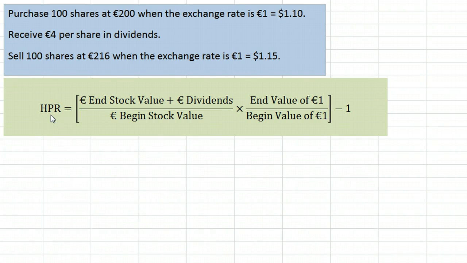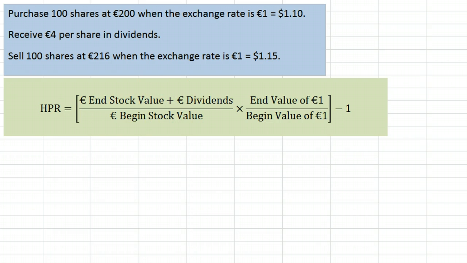The equation that we're going to use is here, holding period return. We'll want to use this for holding periods of 1 year or less to keep things accurate, is equal to [stuff] in brackets minus 1. [Stuff] in brackets is composed of two parts. The first part tells you to take the ending stock value in euro, add the dividends in euro, and divide by the beginning stock value in euro.